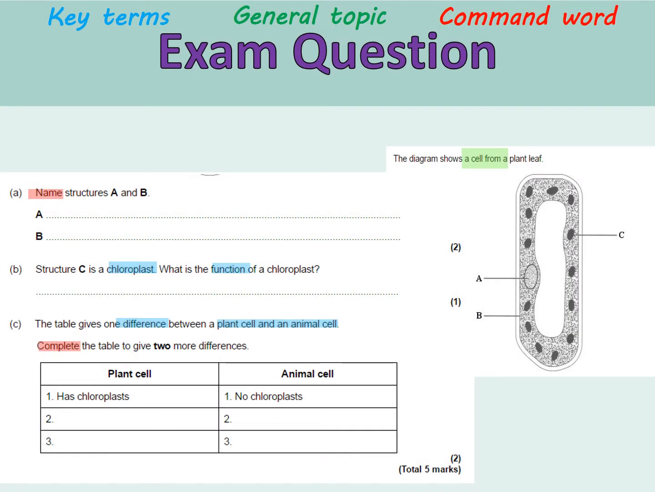So before we begin, just a recap of some of the things we've looked at in previous lessons. We've got 3 past paper exam questions that I would like you to have a go at. You just need to jot down the answers in your book or on paper. The command words have been highlighted in red. The blue highlighting just refers to key terms. So can you have a go at answering these questions? Please pause the video and then start again when you are done.